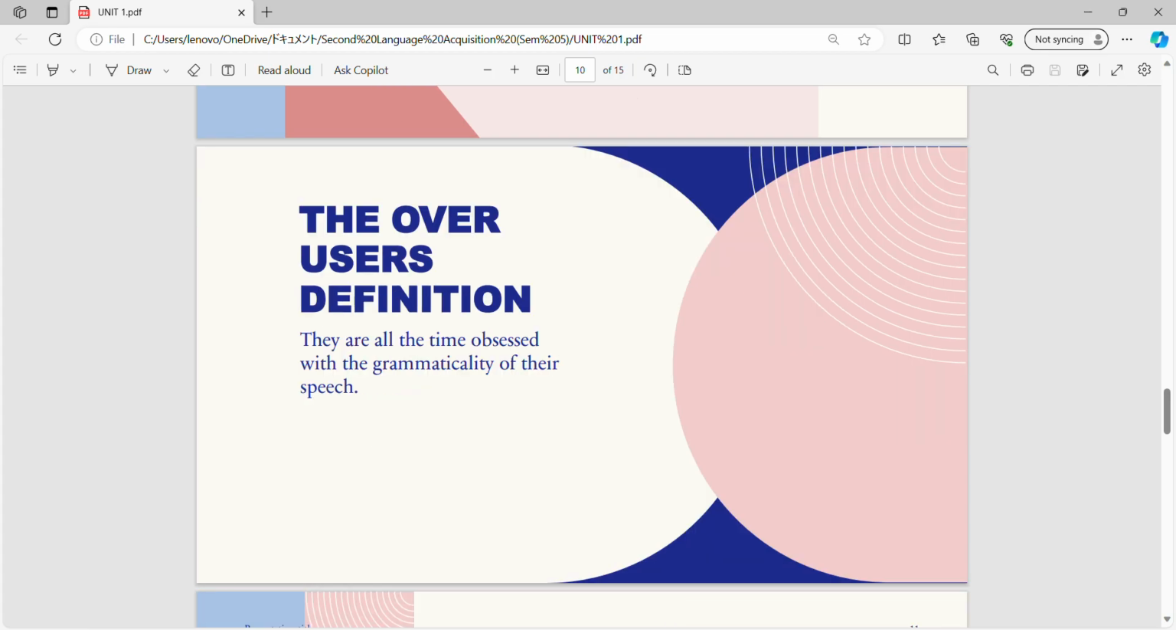The next is the overuser definition. The overuser definition is they are all the time obsessed with the grammaticality of their speech.